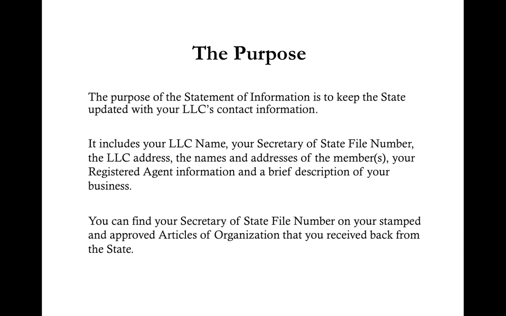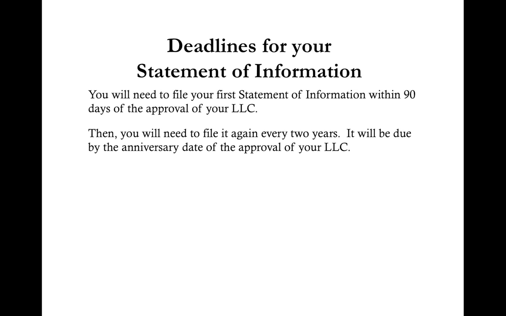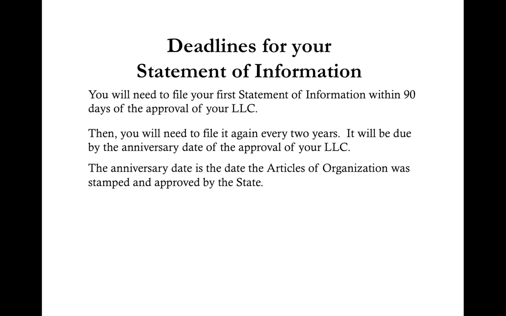You can find your Secretary of State file number on your stamped and approved Articles of Organization that you received back from the state. You will need to file your first Statement of Information within 90 days of the approval of your LLC. Then, you will need to file it again every 2 years. It will be due by the anniversary date of the approval of your LLC. The anniversary date is the date the Articles of Organization was stamped and approved by the state.